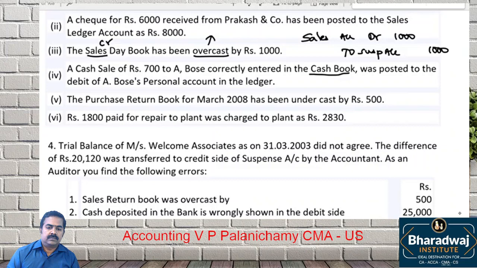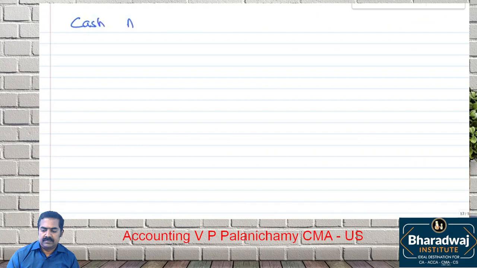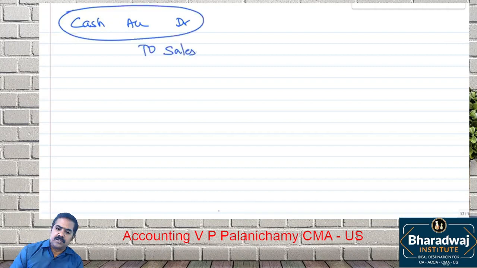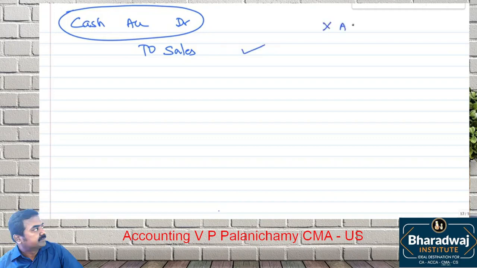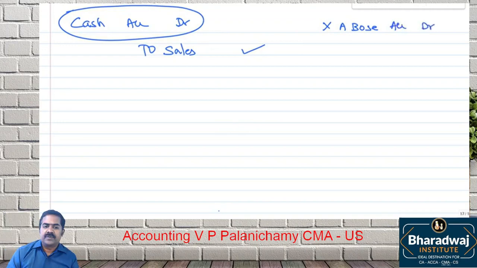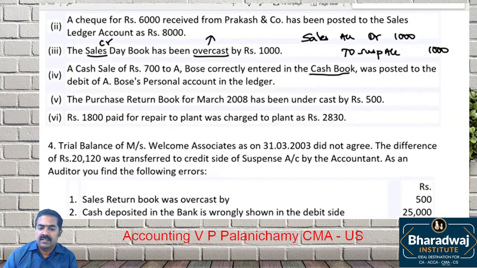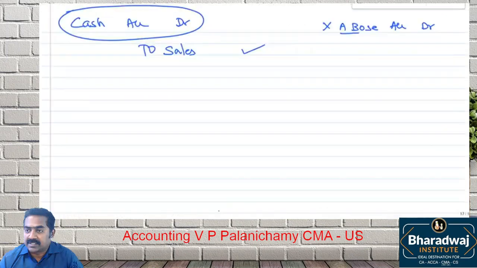Next, look. What is the correct entry for cash sales? Cash account debit to sales account. Cash account debit to sales account is the correct treatment. Okay. Then what have we done? But posted in which one? In the cash book we made the correct entry. The cash book has been entered correctly, but wrongly debited in which account? Wrongly posted in the personal ledger, we debited.